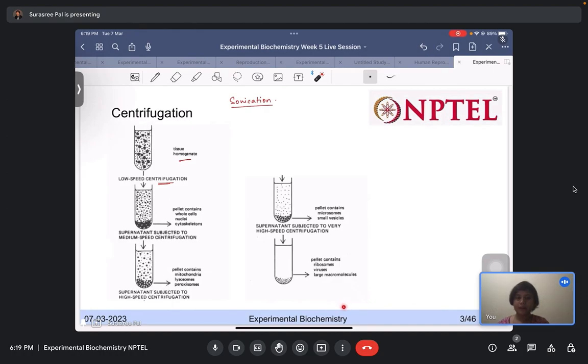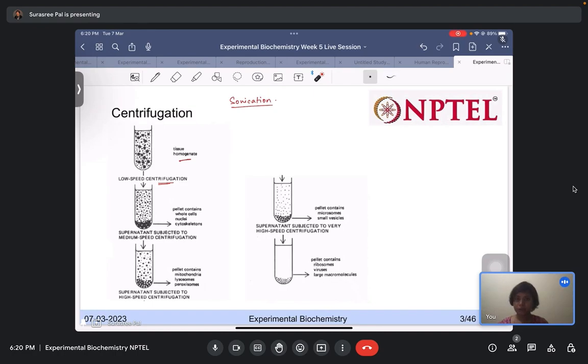What we will get is that in the pellet we will get ribosomes, viruses, and large macromolecules. So this is differential centrifugation. You actually vary the speed of centrifugation to separate particular elements of the cell in the pellet from the rest of the elements, right? So this is how you centrifuge.